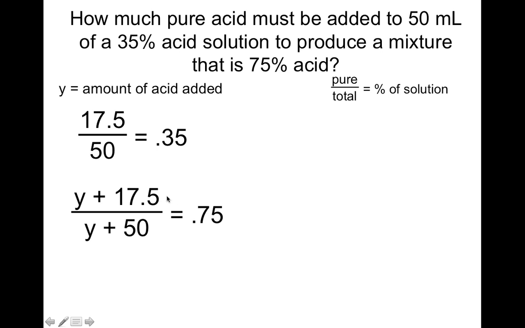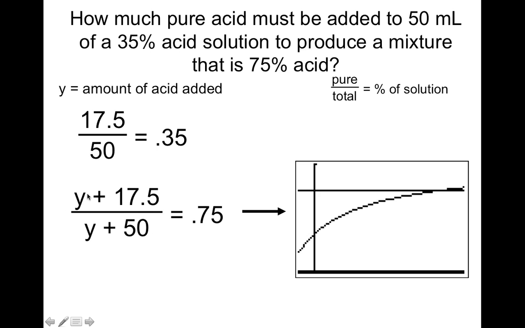And the tricky thing here is, as you type this in, you don't type in a Y value or a Y variable, you type in X. So the X on your calculator really stands for the Y in this problem. It's just a change of variable. Okay, you would get this graph. Again, the X-axis stands for the Y values in our problem, the amount of pure acid that we're adding. And the Y-axis stands for the percentage, right? That's what 0.35 and 0.75 stand for. So we're graphing these two things.